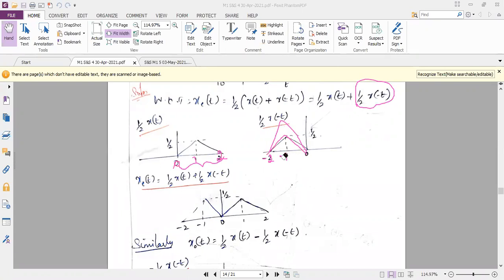So if you see here, 1 by 2 x of t and 1 by 2 into x of minus t, both are having the amplitude 1 by 2. Do you have any doubts in this? I want the reply. Any doubts in this? Because this is the first problem we are solving under even and odd. Shall I proceed?